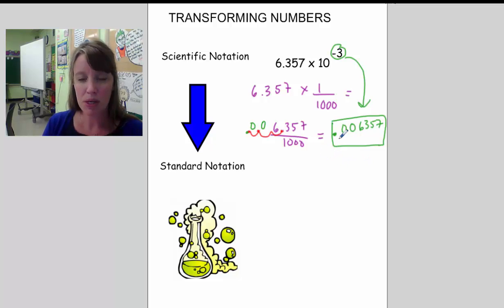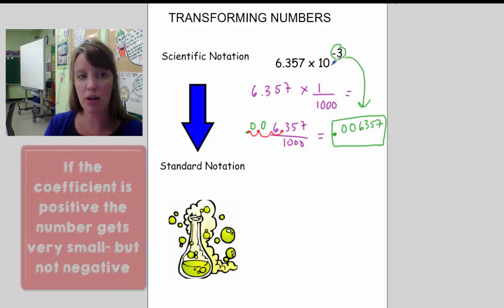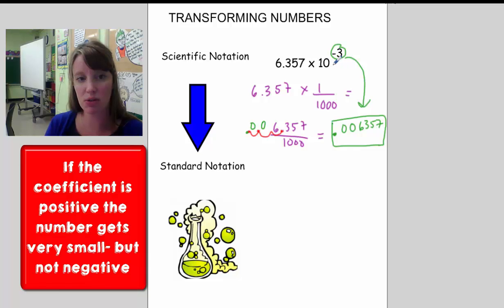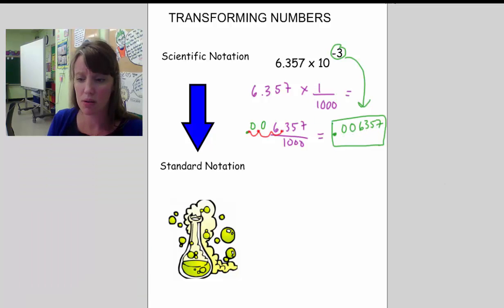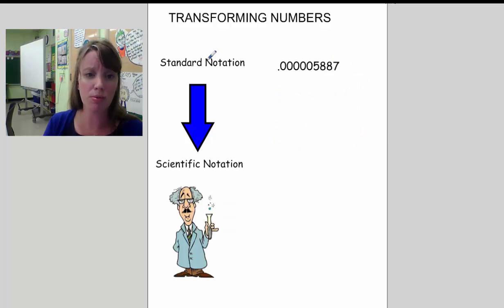All right? So numbers in scientific notation that have negative powers of 10 just end up being very small. They're not negative numbers. If I go from standard notation to scientific notation, I take the number and I want to bring the decimal place over.